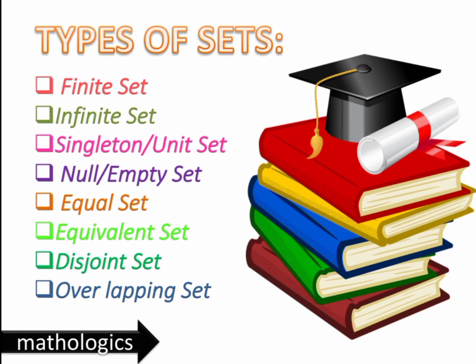Types of sets: finite set, infinite set, singleton or unit set, null or empty set, equal set, equivalent set, disjoint set, and the last one is overlapping sets.